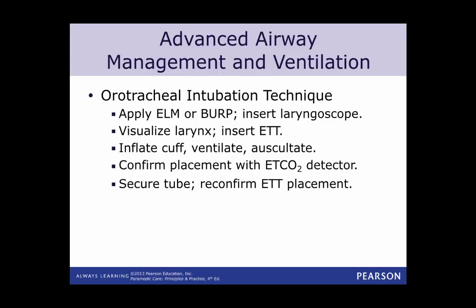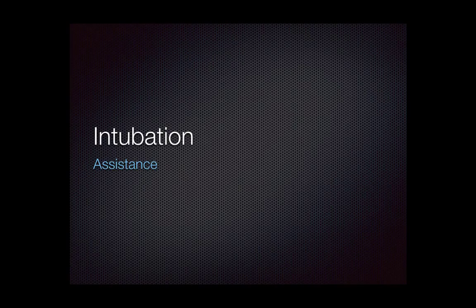Some oral tracheal intubation techniques apply ELM or BURP. Previously the slide had said cricoid pressure, and you can see how much has changed in even a couple of years. But ELM, or external laryngeal manipulation, or BURP: visualize the larynx, insert the ETT, inflate the cuff, ventilate. And remember, we just want to inflate the cuff to a pressure sufficient to maintain the seal. We don't have to overdo it. Confirm placement with an end-tidal CO2 detector, secure the tube and reconfirm placement.